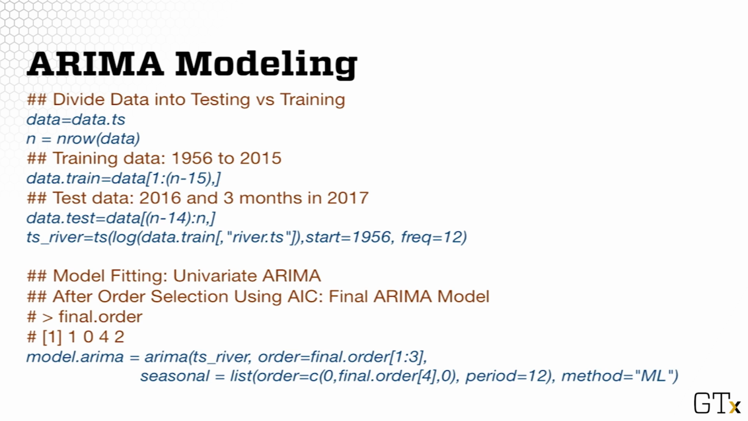I'm not showing you here the code for model selection since it has already been discussed for other case studies in previous lessons. The selected order for the river flow time series is AR order equal to 1 and MA order equal to 4, with no differencing identified. That means d is equal to 0, and the difference order for the seasonal component is selected to be equal to 2. With these selected orders, we fit the seasonal ARIMA model as provided on the slide.